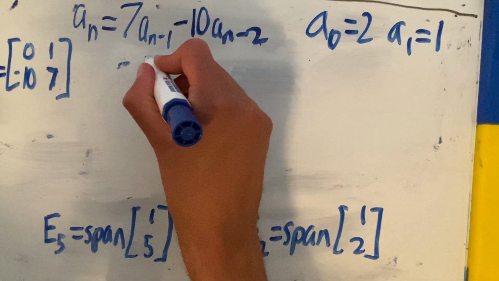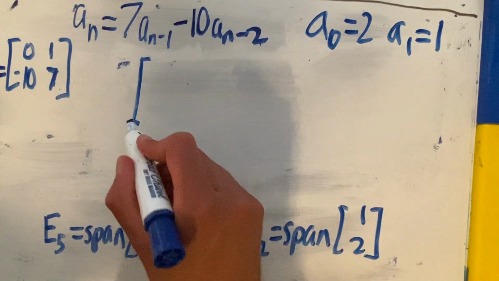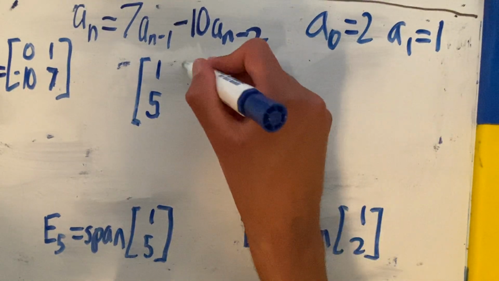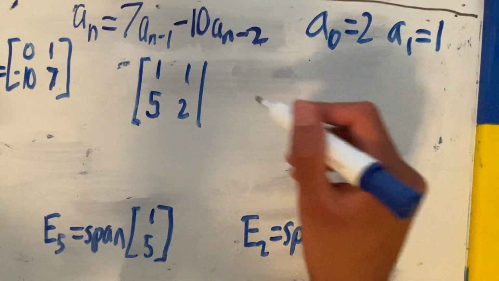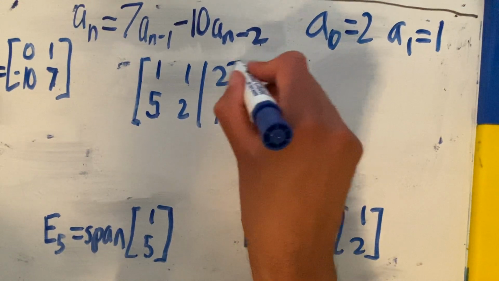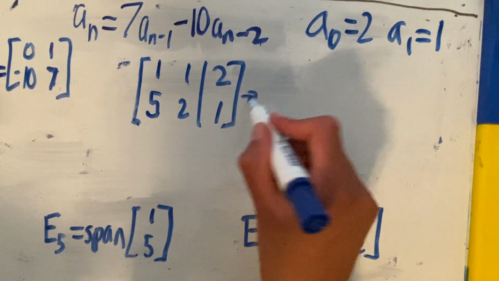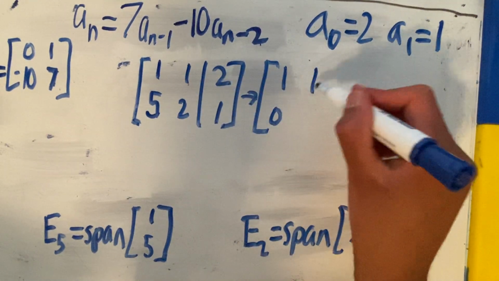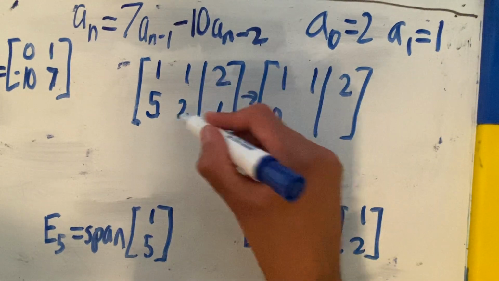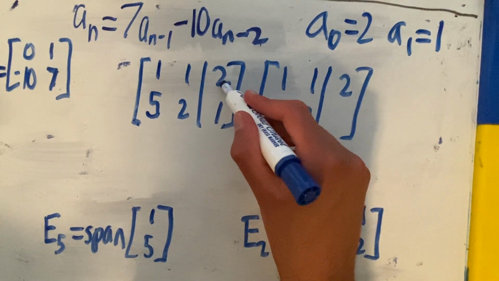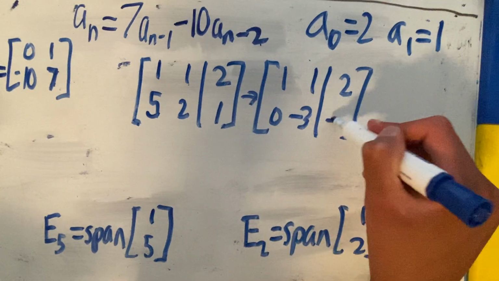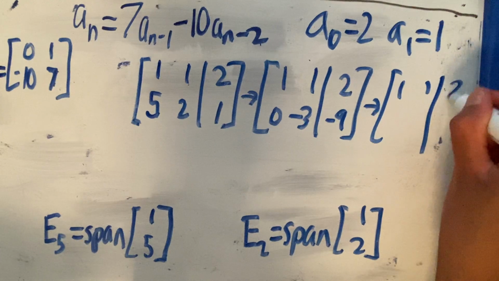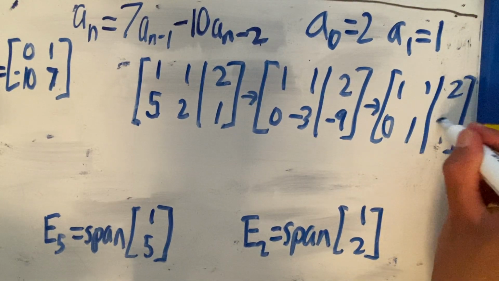So to do this, you can write the eigenvectors as columns in an augmented matrix where you want to create 2, 1, and then you can do row operations. So let's subtract 5 times this: minus 3, 5 times this is minus 10, so minus 9. This becomes 1, 1, 2, 0, 1, 3.